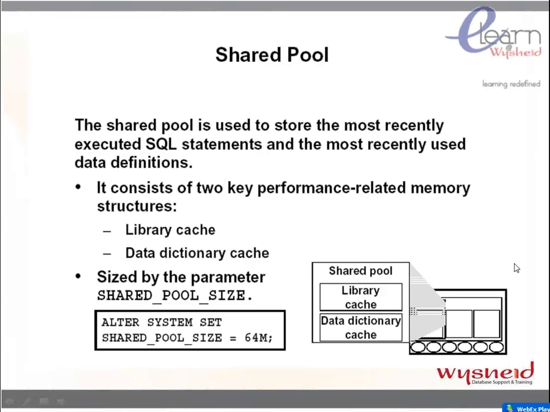You cannot individually say that this is my library cache size and this is my data dictionary cache size. That option is not there. What we set is the shared pool size: shared_pool_size equals 100 MB. So this 100 MB is divided into different components.